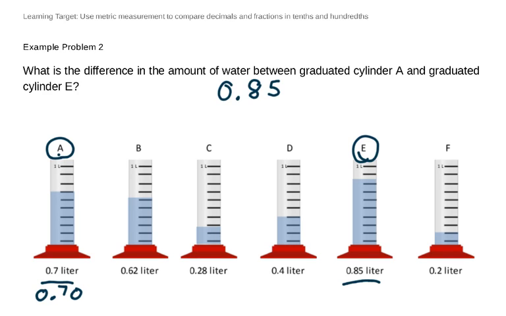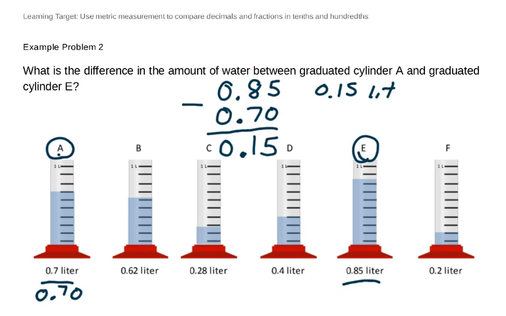That was E. And I know that A has less water in it. I subtract. Don't forget the decimal. Don't forget that 0. So the difference is 15 hundredths. I'll write that over here. 15 hundredths of a liter is the difference.